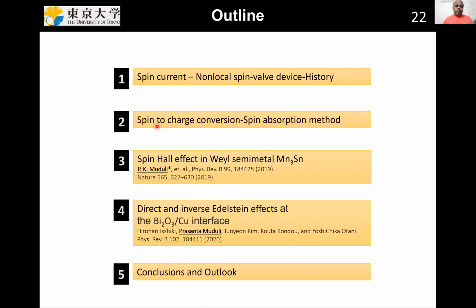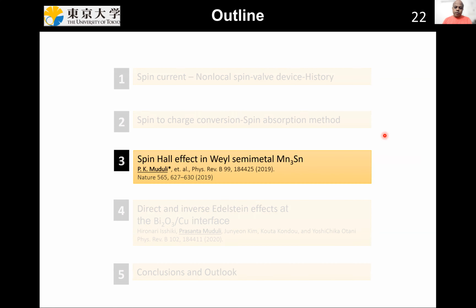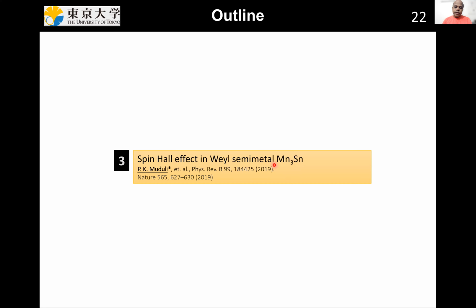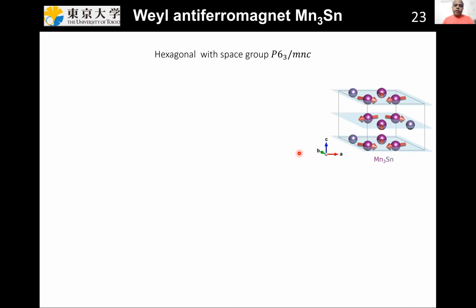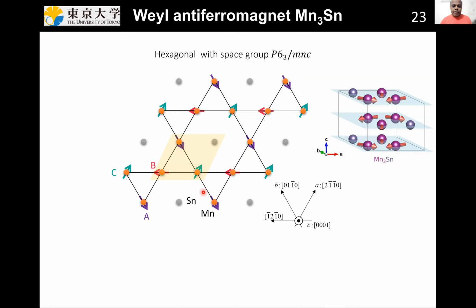So I will show you a real-life example of spin Hall effect measurement in manganese tin (Mn3Sn) using the spin absorption method. Before I go to the details of the spin Hall effect measurement, I would like to give a little bit of an introduction about this Mn3Sn material. Mn3Sn is an antiferromagnetic material, and it has a hexagonal crystal structure. You can think of this material as made of stacked kagome layers, as shown by this picture over here. And if you look into one of these kagome layers, it will look something like this.